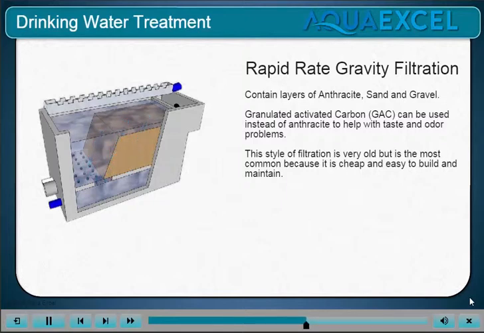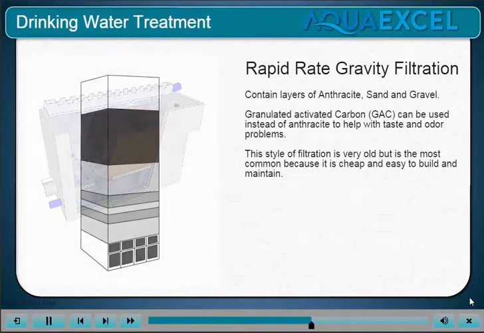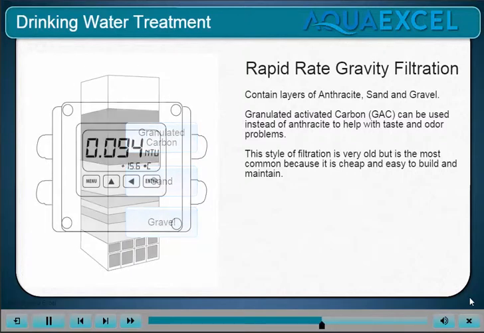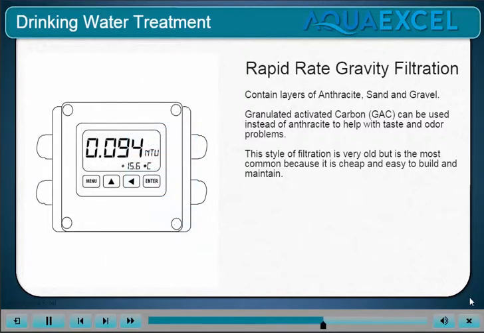The most common type is the rapid sand gravity filter, or rapid rate filter. They typically contain layers of anthracite, sand, and gravel, although sometimes when taste and odor are issues, granulated activated carbon, or GAC, may be used instead of the anthracite. We can electronically measure the effectiveness of a filter by the turbidity of the effluent. A rise in turbidity means the filter is less effective and needs cleaning.